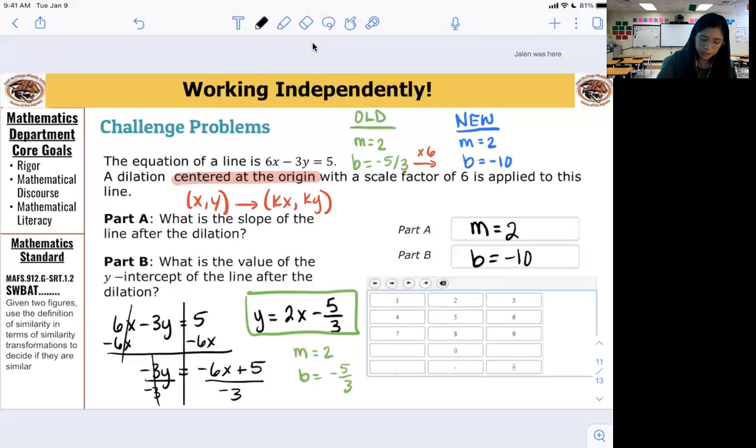Let me show that real quick. I'll do it right here. Negative 5/3 times 6. 5 times 6 is 30. 30 divided by 3 is 10. So that's how we get negative 10. Questions on this one? This one's a little more challenging than what's on the test, but I just wanted to put it here because it's a good challenge.